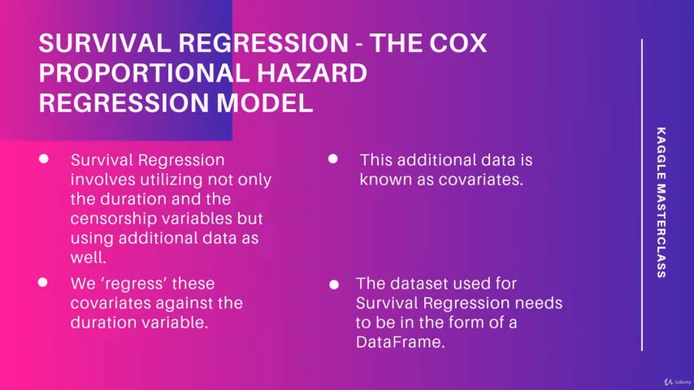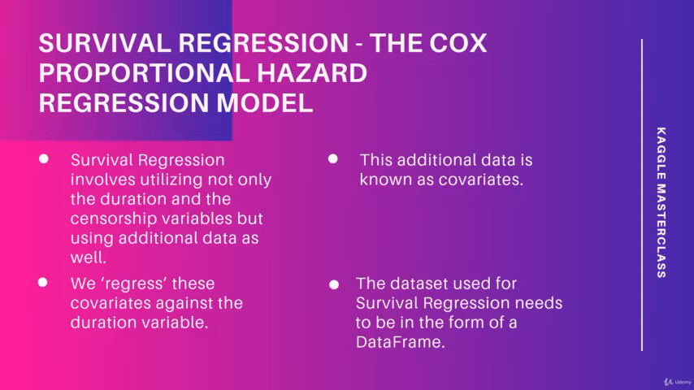Survival regression involves utilizing not only the duration and the censorship variables, but using the additional data as well. This additional data is known as covariates and usually include gender, age, salary, and other characteristics that define the population under study. We regress these covariates against the duration variable.